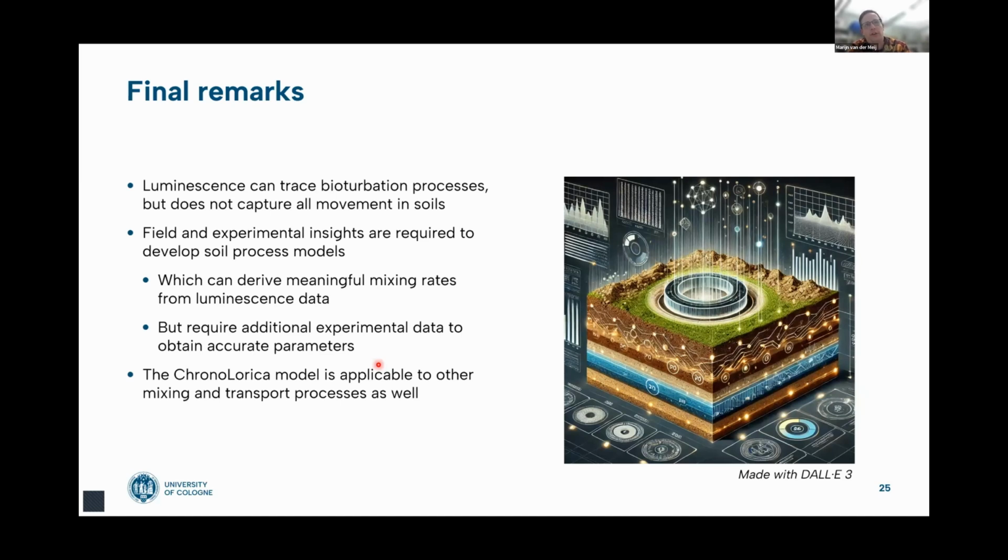So the model that we use, the Chronologica, is also applicable to other mixing and transport processes as well. So not only limited to bioturbation, but we're also planning to use it for different types of transport in soils and landscapes as well. All right, I think I'm a bit over time, so I'll leave it at this point, and I thank you for your attention.